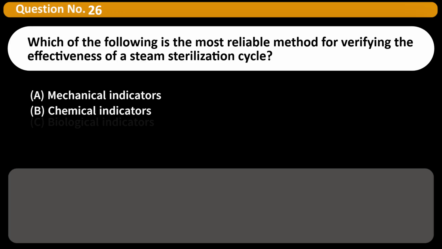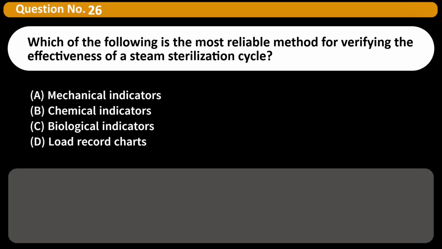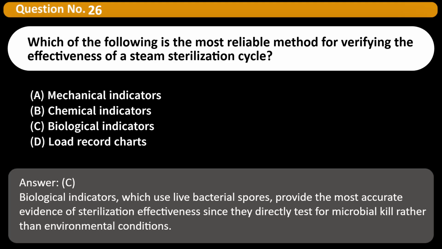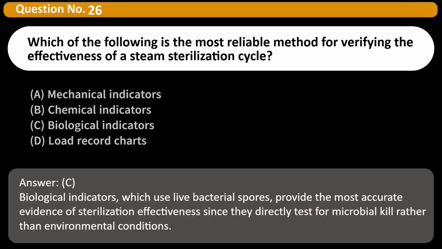Which of the following is the most reliable method for verifying the effectiveness of a steam sterilization cycle? A. Mechanical indicators. B. Chemical indicators. C. Biological indicators. D. Load record charts. Answer: C. Biological indicators, which use live bacterial spores, provide the most accurate evidence of sterilization effectiveness since they directly test for microbial kill rather than environmental conditions.